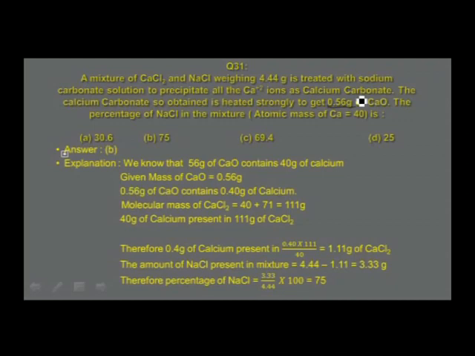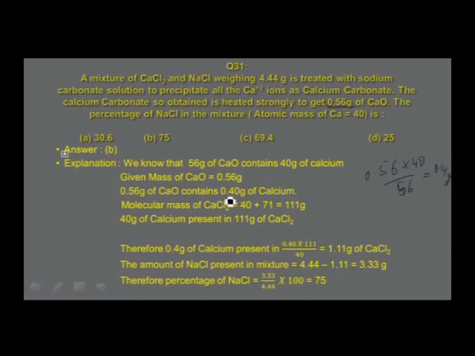The working is done as follows. In calcium oxide, 56 grams of calcium oxide contains 40 grams of calcium. Therefore, 0.56 grams of calcium oxide contains what mass of calcium? That is 0.56 into 40 divided by 56. This is equal to 0.4 grams.